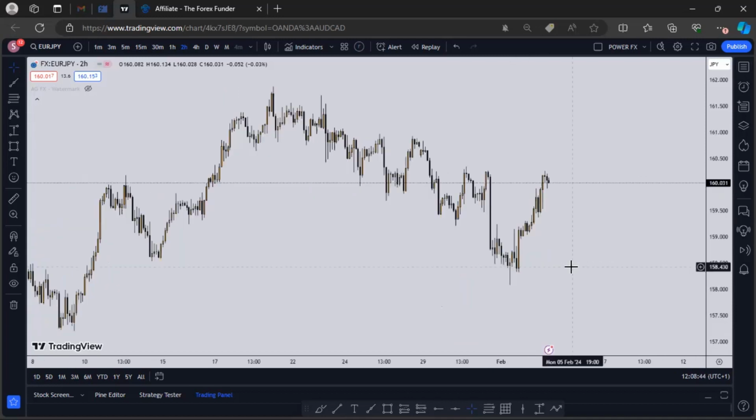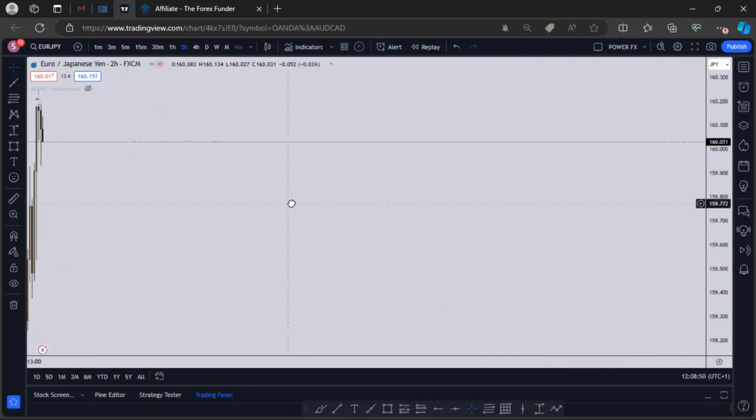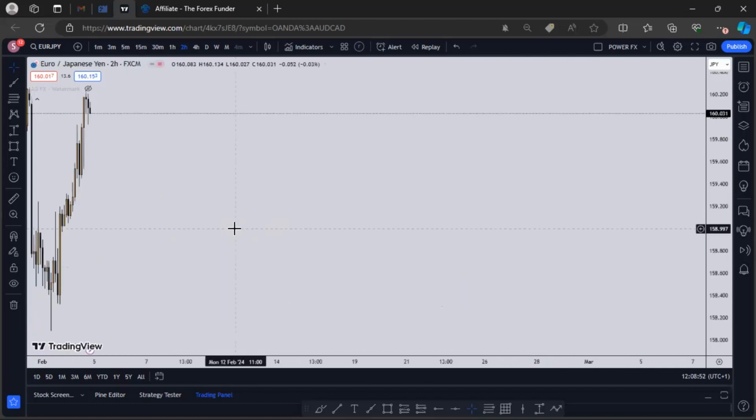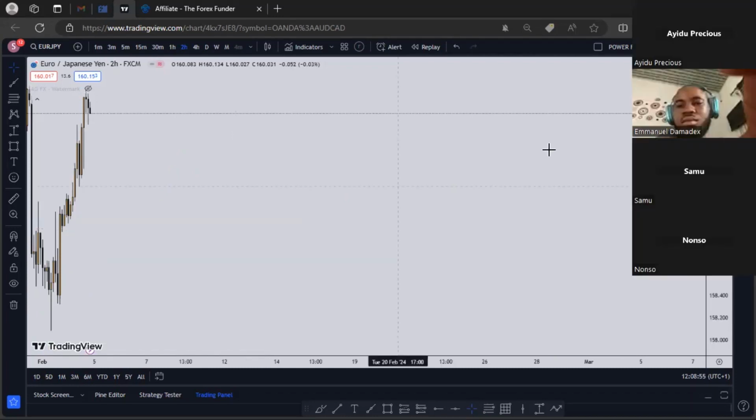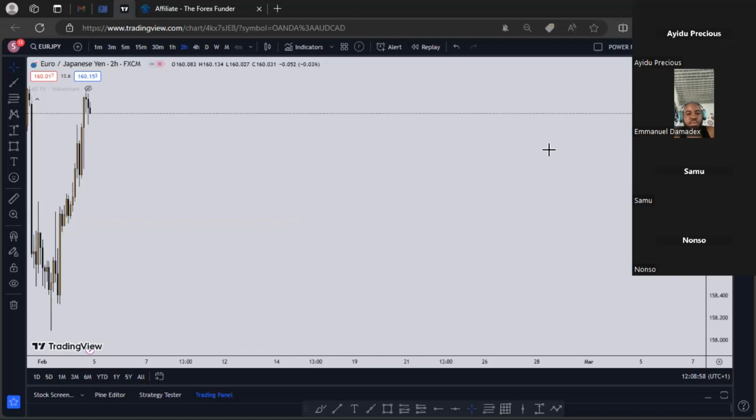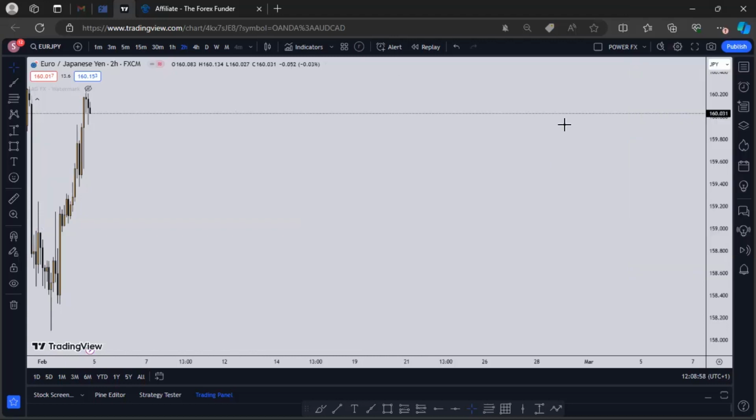So let's start this section. We're going to be talking about order blocks: the order block that is most likely to hold when wanting to trade the market, and the supply zone and demand zone that are most likely to hold.